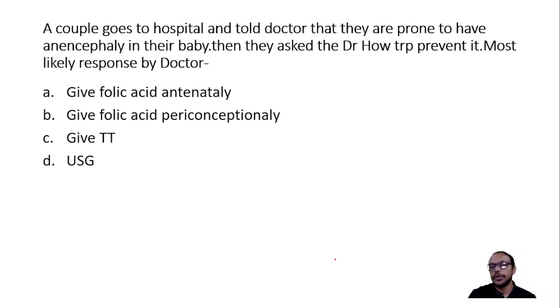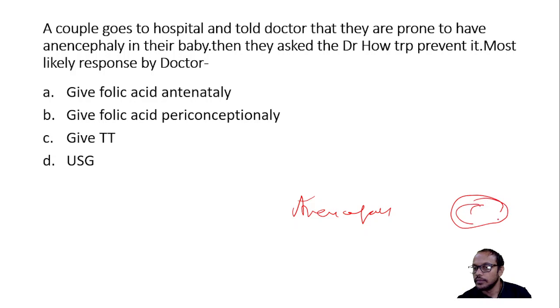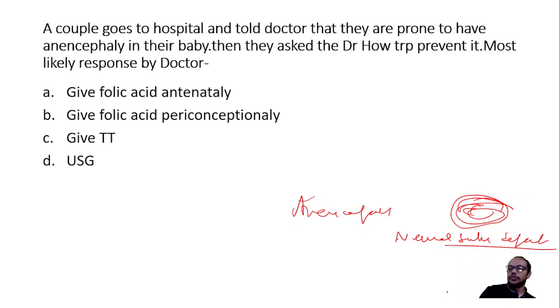Now a couple goes to the hospital and tells the doctor that they are prone to have anencephaly in their baby. Okay, anencephaly, you know what anencephaly is? The brain is there but without any cranium. It is a kind of neural tube defect. Okay, so what is the government program to reduce neural tube defects? That is folic acid supplementation.